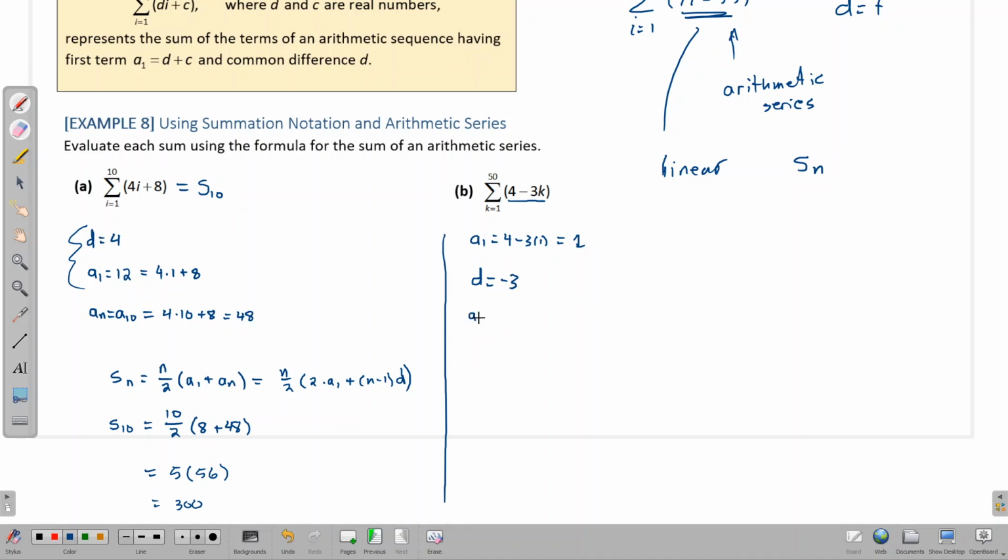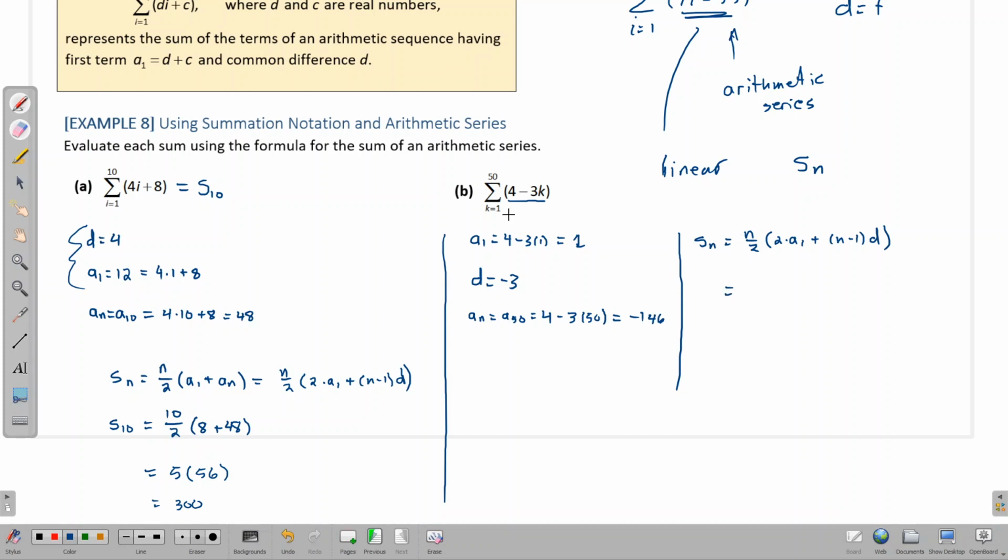If we needed the 50th term, the a sub n term, then we would plug 50 into this expression. So we would have 4 minus 3 times 50 on that one, which is negative 146. But let's try not using that on this one. We're going to just use the first two things. So I'm going to go to S sub n equals n over 2 times 2 times a1 plus n minus 1 times d. So we don't even need to worry about doing that part there.